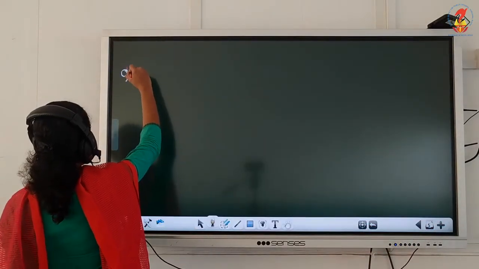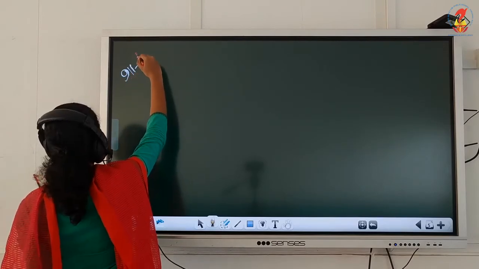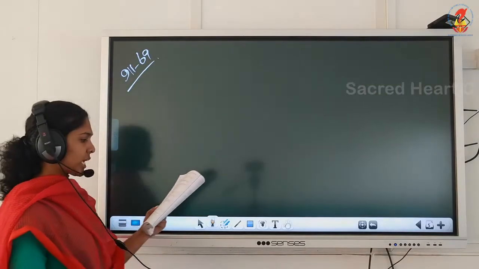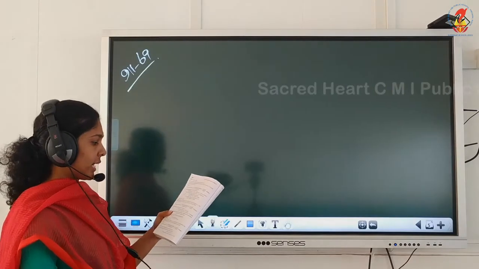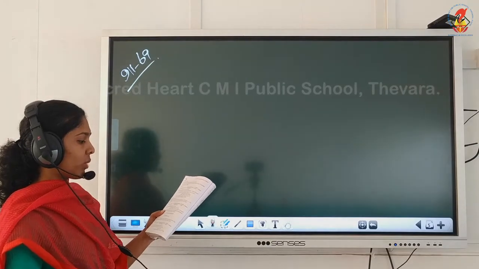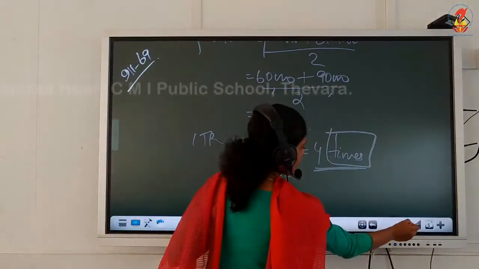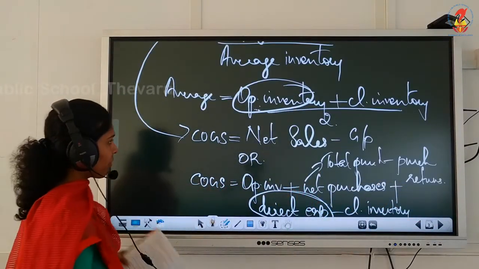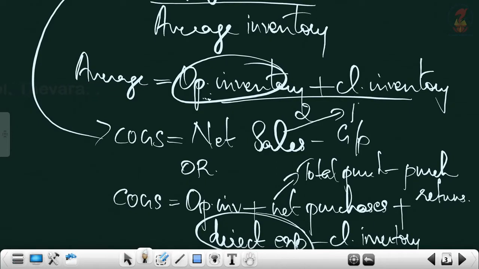Okay, next we'll work out illustration number 69, where you have opening inventory, purchases, revenue from operations, that is net sales, gross profit 25% on sales, and calculate inventory turnover ratio. See, we discussed this formula where you have net sales minus gross profit. Net sales, there is one more term for this. Net sales is also known as revenue from operations. So that also you have to remember.